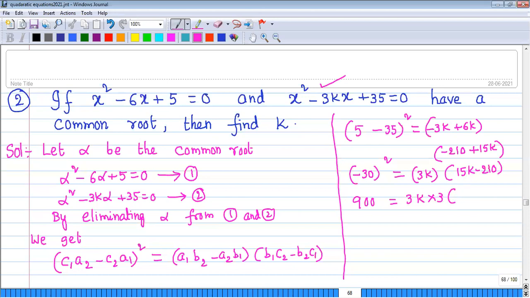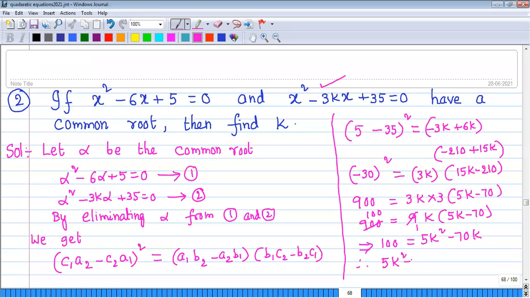We have 5k minus 70. Right. 900 equals 9k times 5k minus 70. So divide both sides by 9, 9 1 ja, 900 ja. So this will be 100 equals 5k square minus 70k. Bring 100 to the right hand side. Therefore, we can write this as 5k square minus 70k minus 100 is equal to 0.